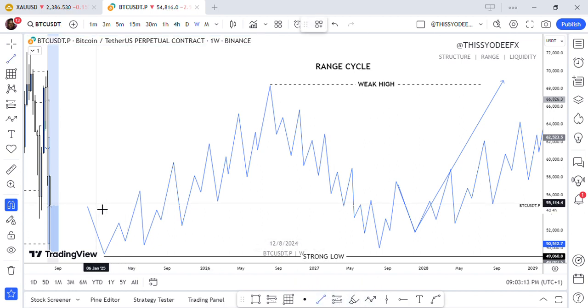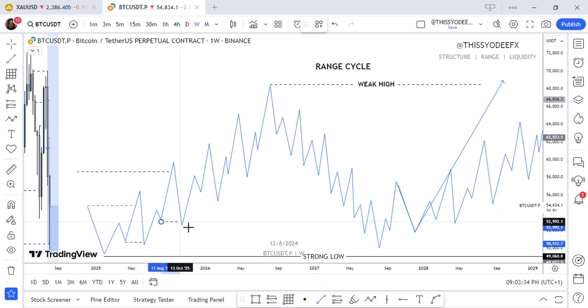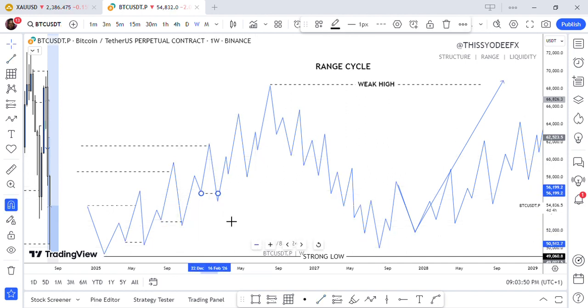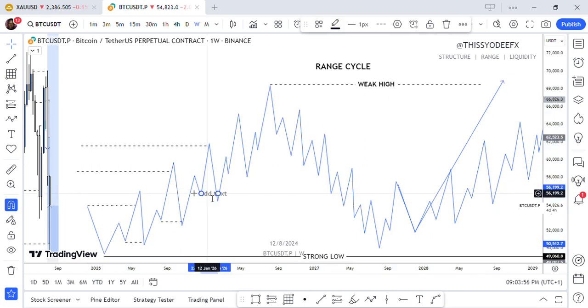Market takes out internal range and then comes back to sweep liquidity. Market takes out internal range, comes back to sweep liquidity of the previous range, and the liquidity must fall at a minimum of 50% of the entire range.